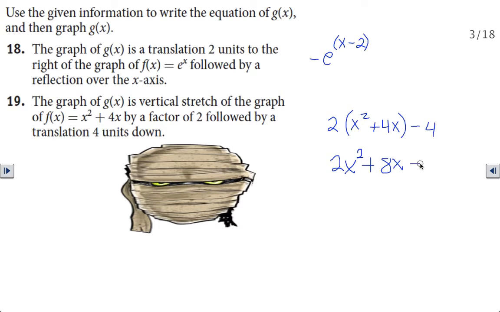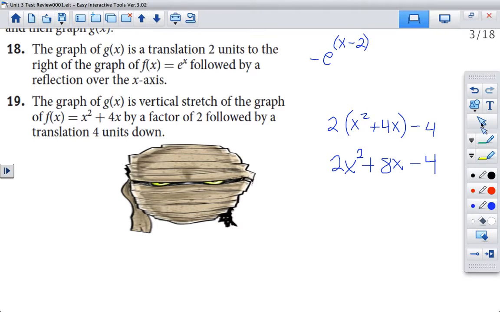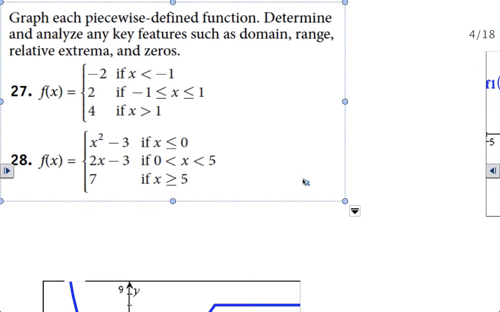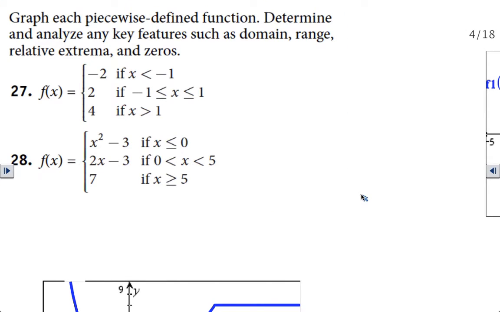And then minus 4. Those are equivalent equations, okay? Just make sure you recognize both. Let's look at this one. This one is mostly with graphs.